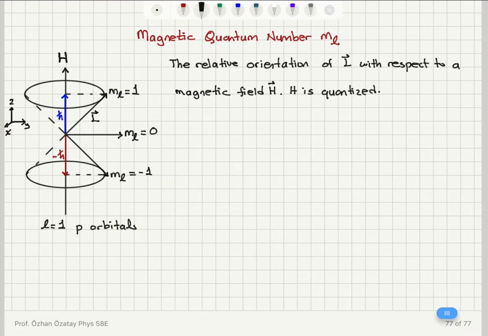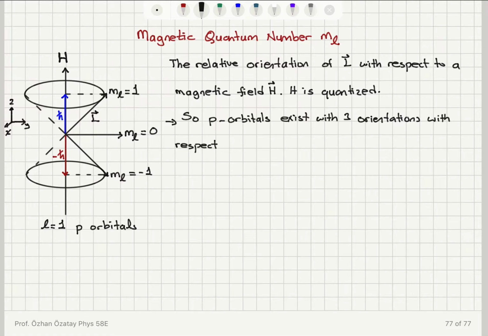So basically we can see that p orbitals exist in three orientations with respect to an applied field.